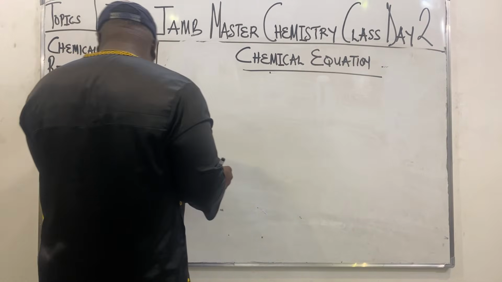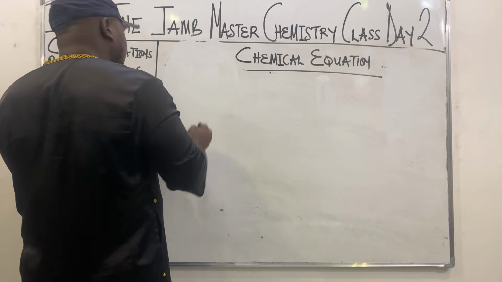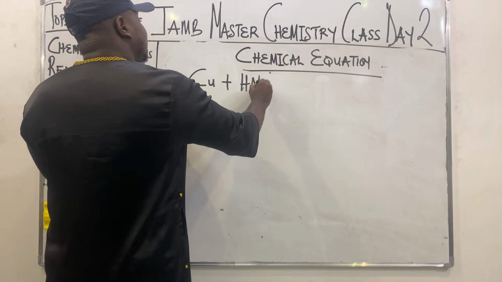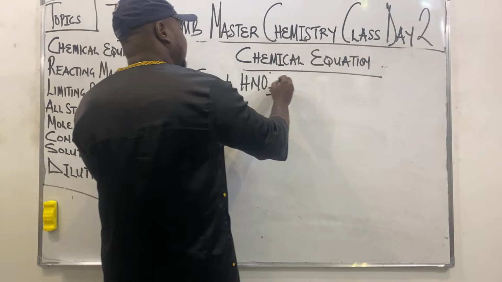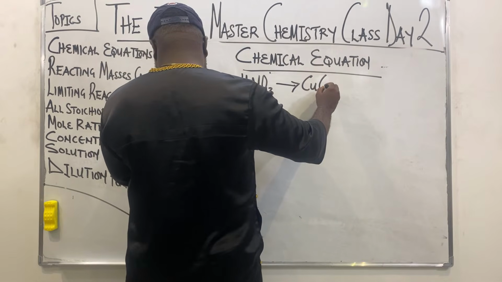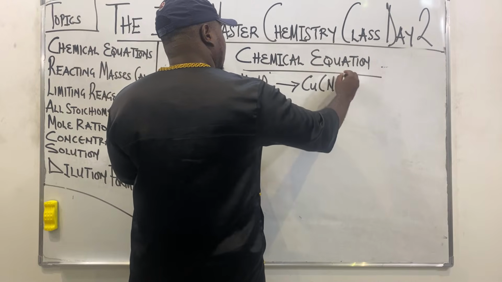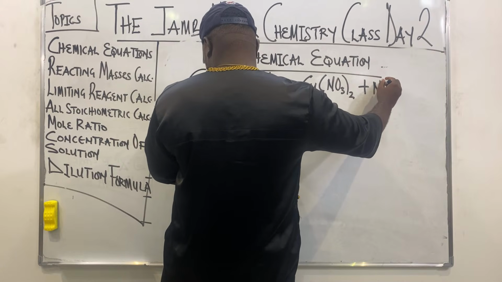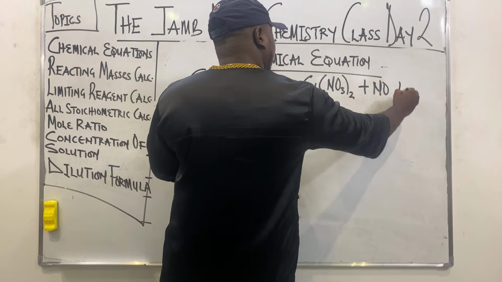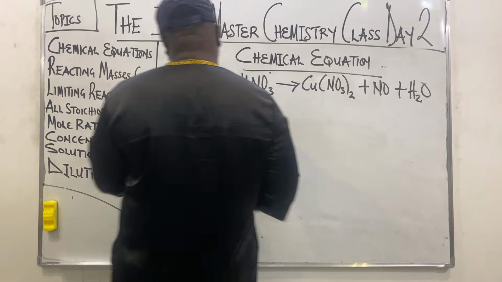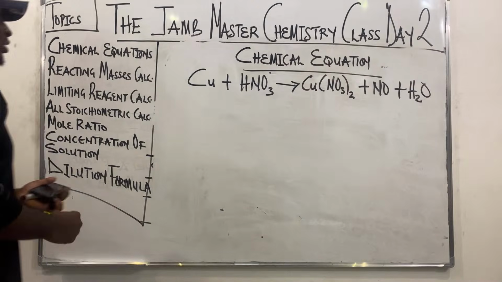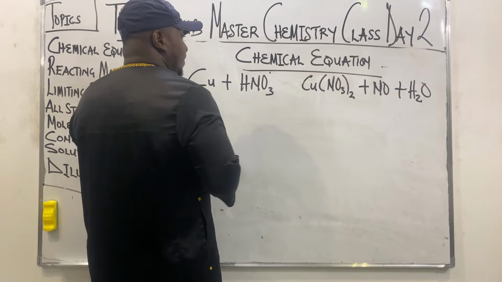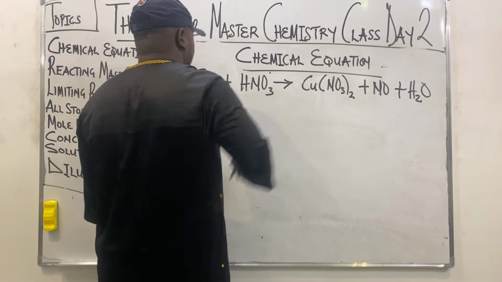Let us try to balance this. Cu plus HNO3 to give Cu(NO3)2 plus NO plus H2O.